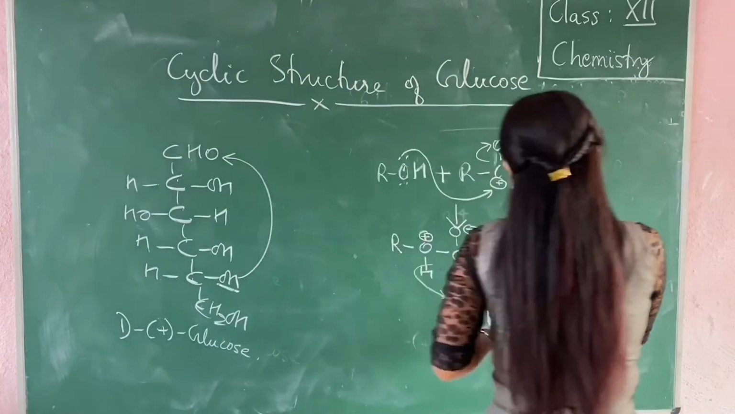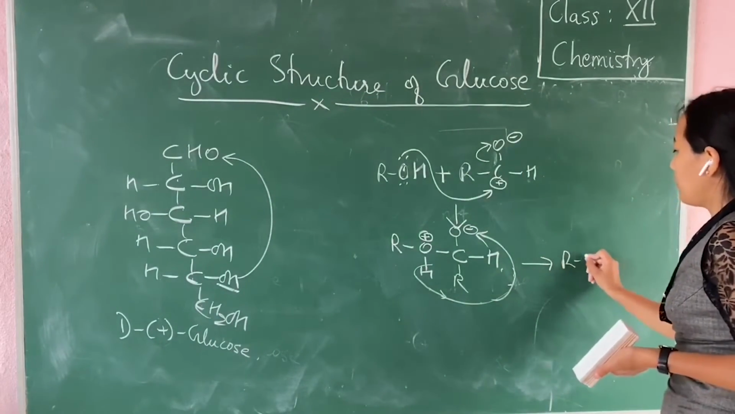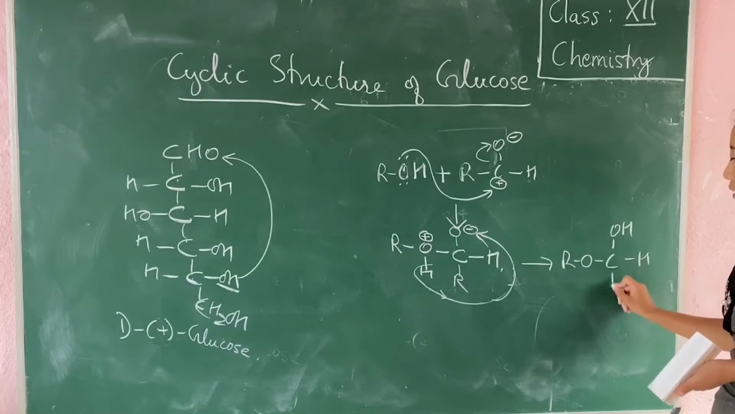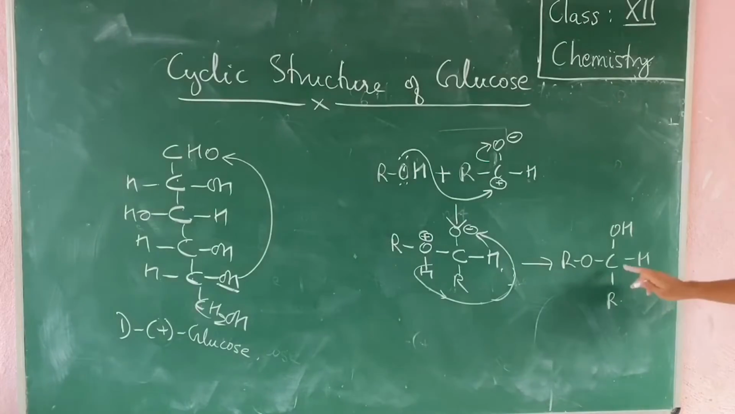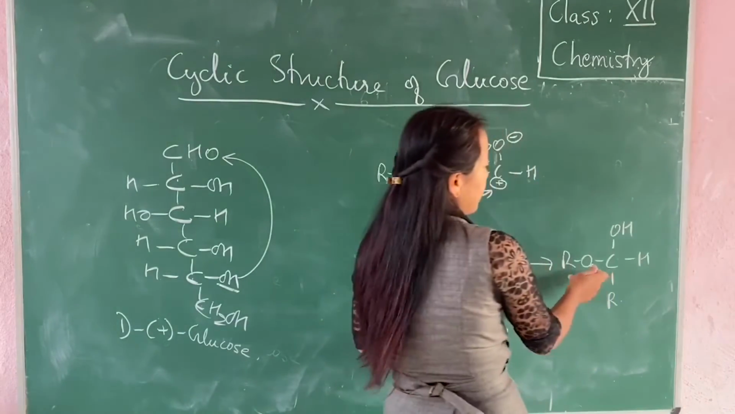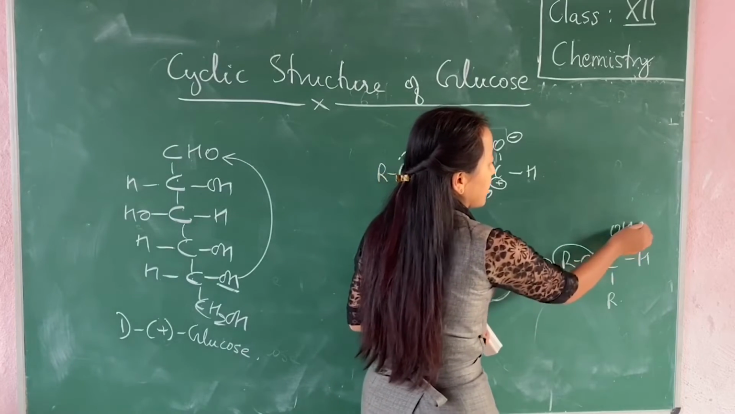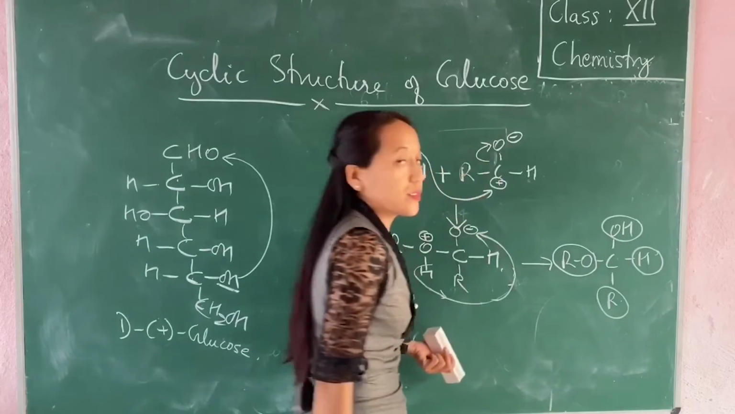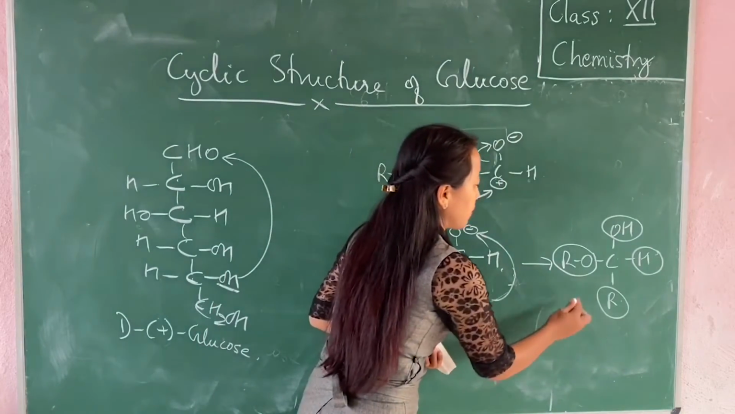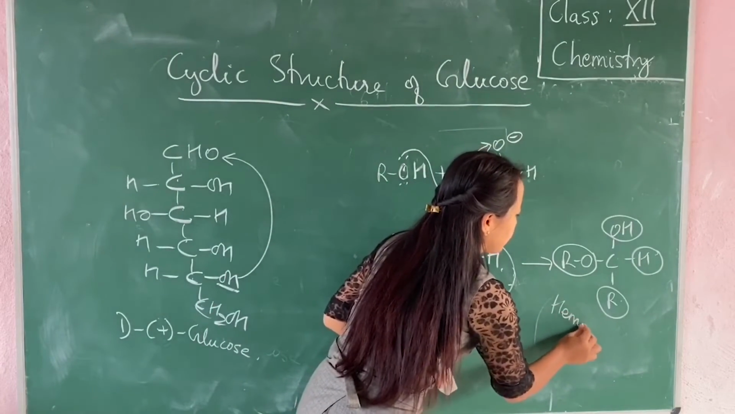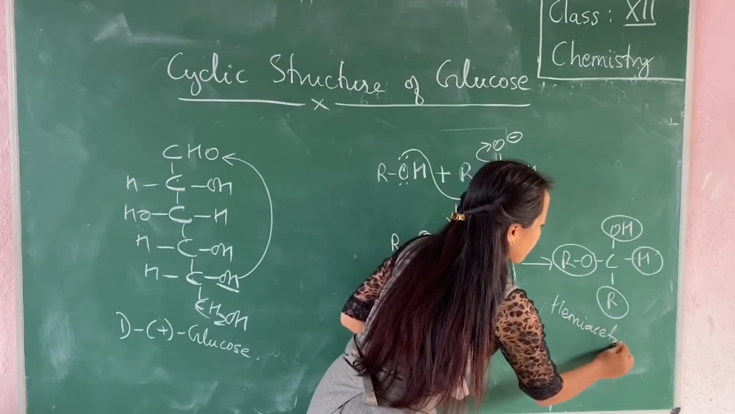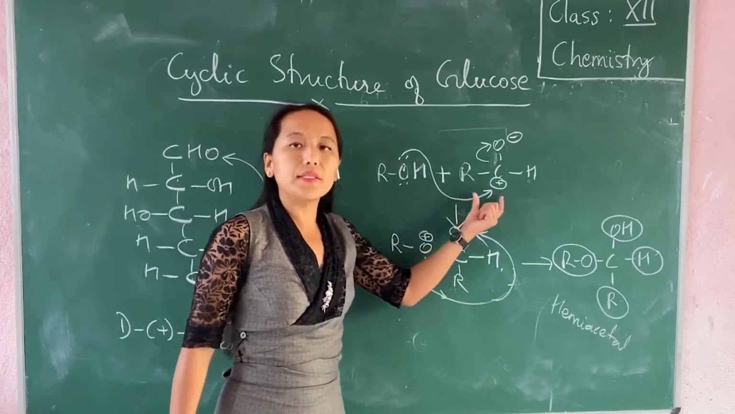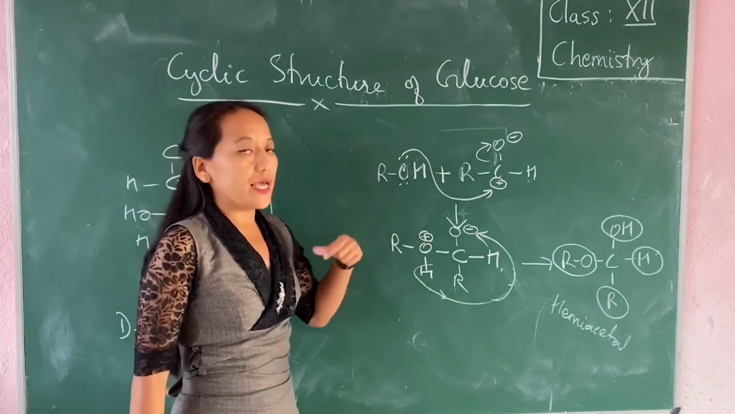And this results in the formation of R, O, and then you have C, OH, H, and R. Now you can see that this carbon atom carries an OR group, an OH group, one H, and this carries an R group as well. Such compounds are called hemiacetal compounds. So hemiacetal formation takes place when alcohol reacts with an aldehyde or alcohol reacts with a ketone.